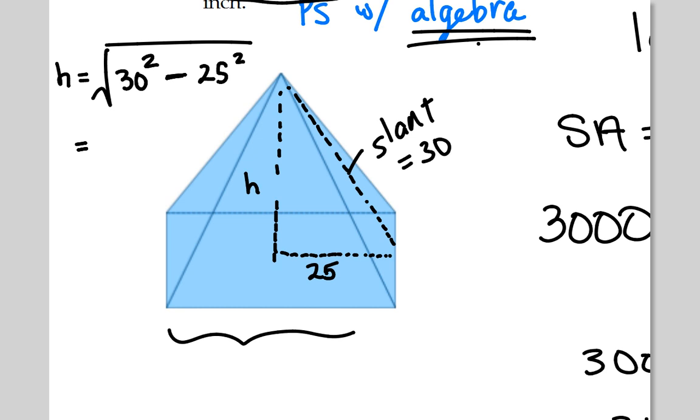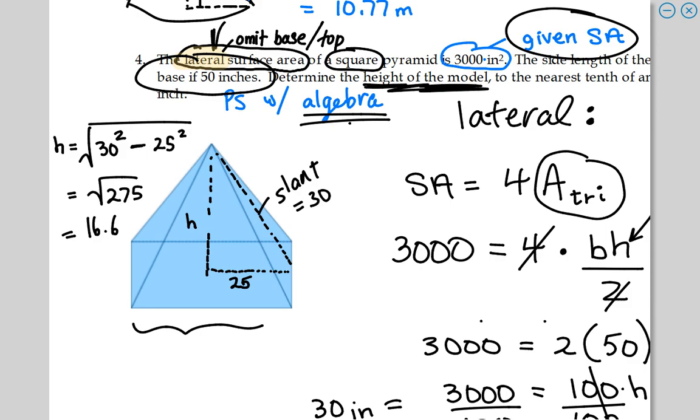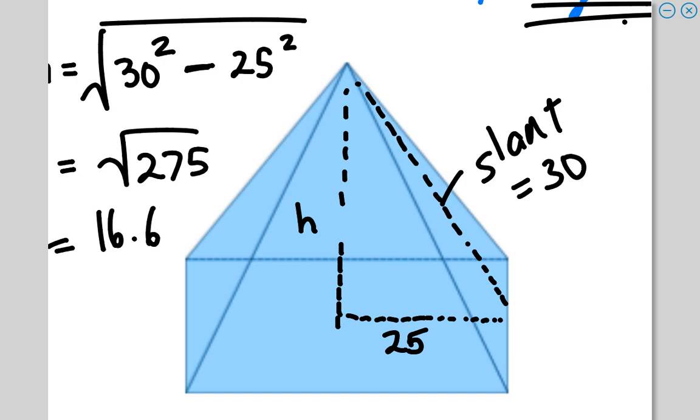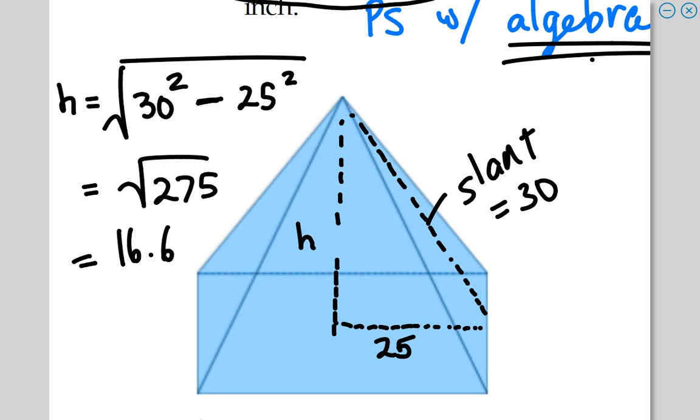The square root of 275, is that right? 16.58, so 16.6. And our units are inches. Now for this, is it inch or is it inch square? Inch, because it's a height and it's one-dimensional.